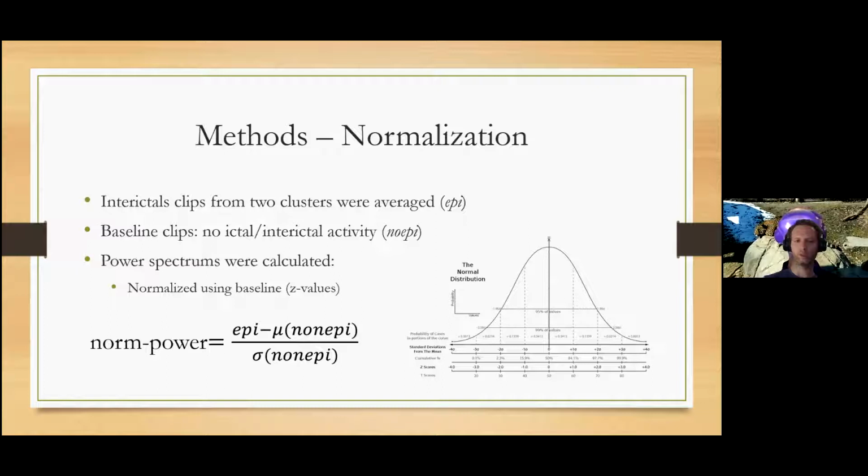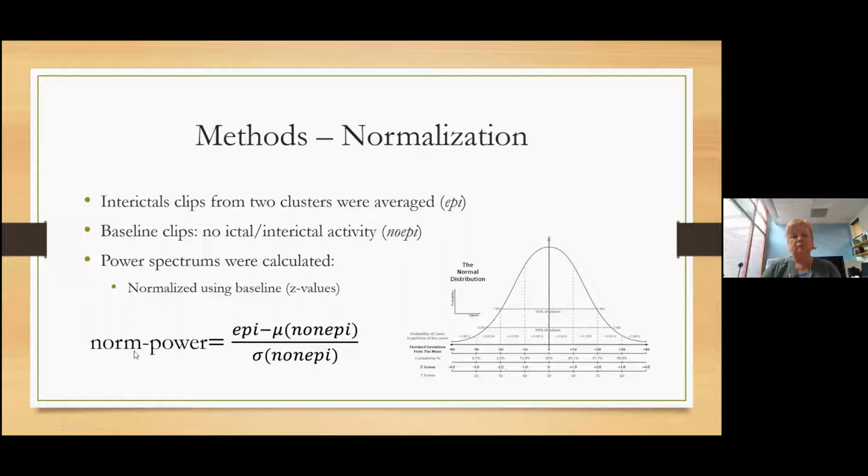So first we try to calculate the power spectrum analysis on this patient and to normalize it. Just a reminder, to calculate the Z values, we remove the mean of the baseline and divide it by the standard deviation of the baseline. And now we can talk about this score.